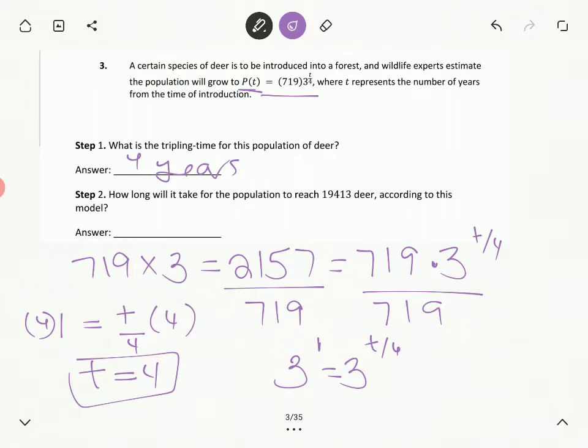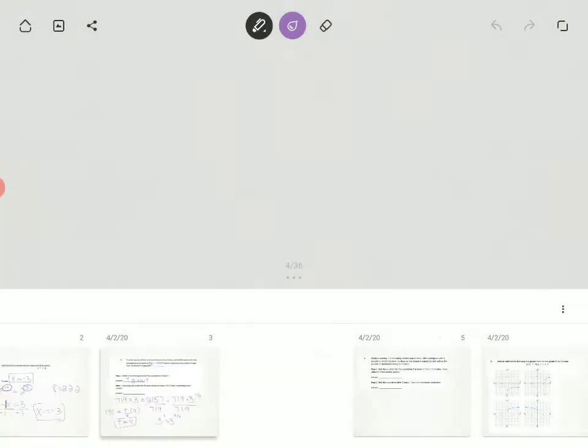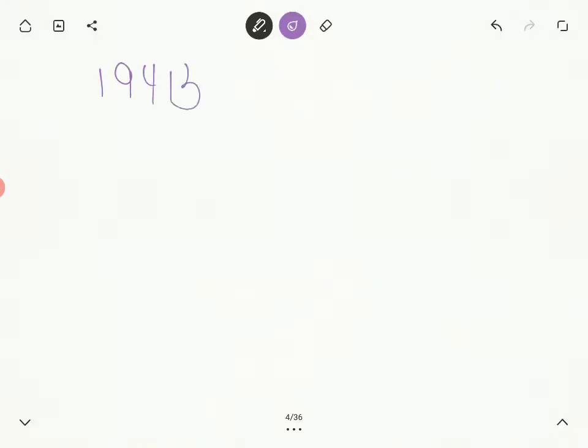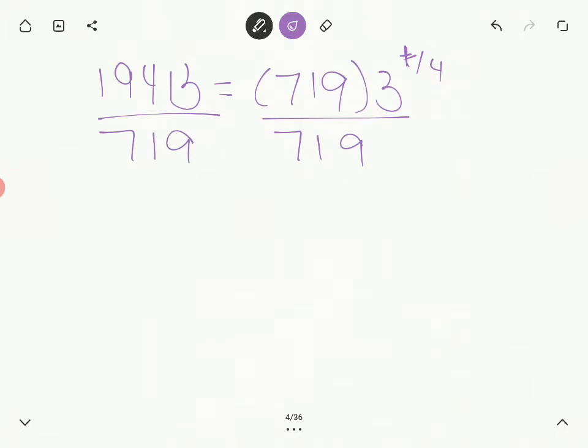Okay, for the second part: how long will it take for the population to reach 19,413 deer? So we need to, let's add another slide. Take our 19,413 and set it equal to our function, which was 719 times 3 to the t over 4. The first thing we do to solve for t is divide both sides by 719, and we get 3 to the t over 4 is equal to 27.